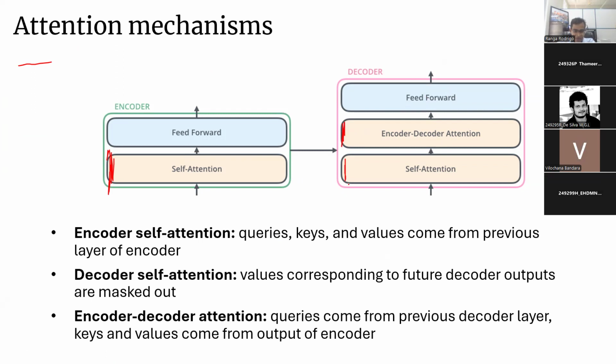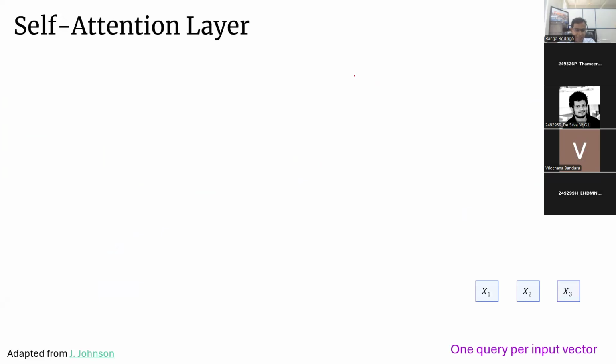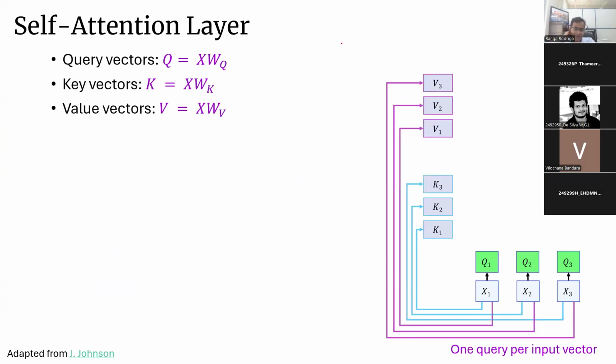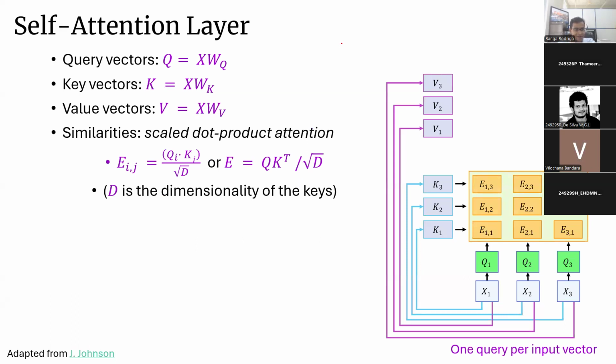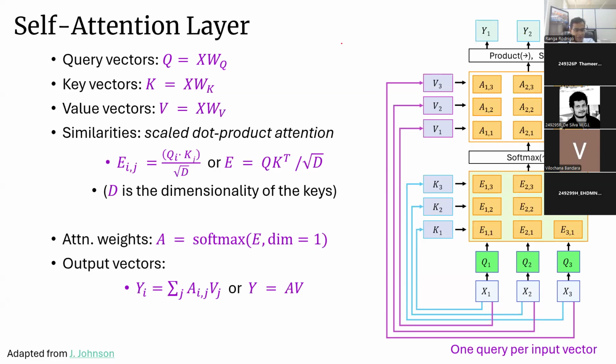Queries come from the previous decoder layer. Keys and values come from the output of the encoder. So these become the queries. These become the keys and values. Okay, so we saw the attention, how that happens. Let's look at this further: query vector, key vector, values vector, attention weights, output vectors.